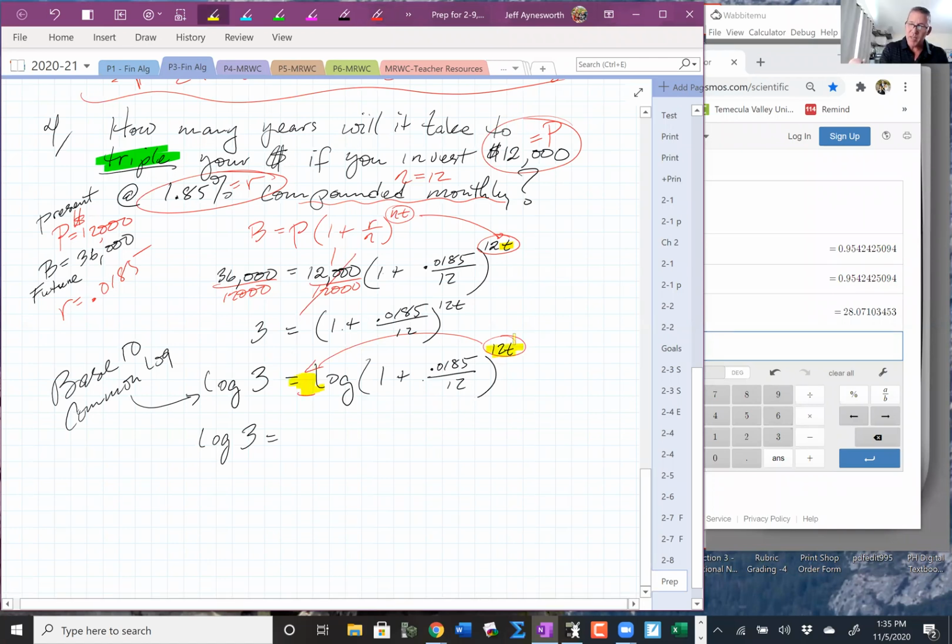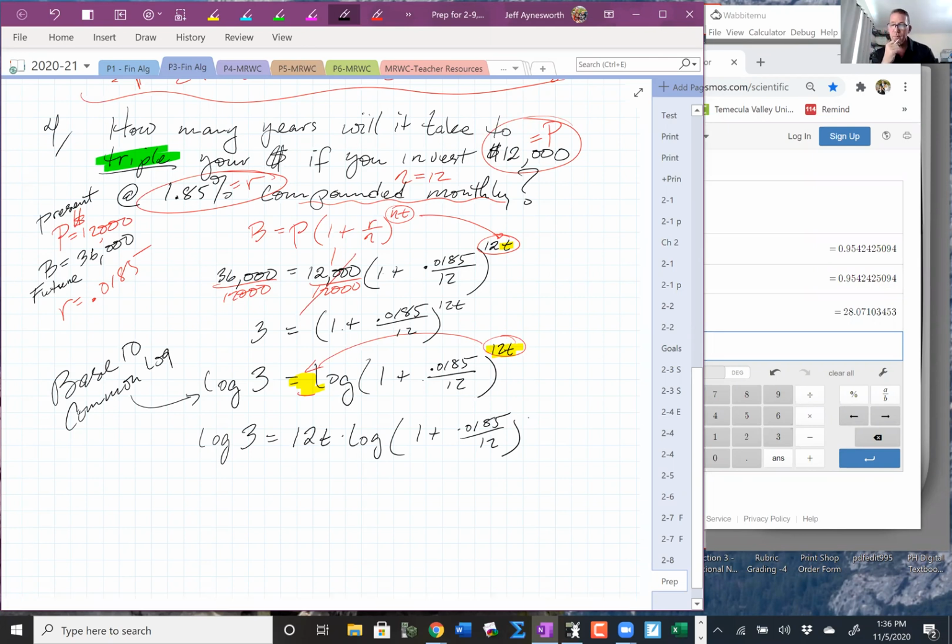Yeah, the entire exponent. So try it again. So it'll be log 3, 12 log, parentheses 1 plus 0.0185 over 12. Close. So 12t times the log. We're going to take the entire exponent. Oh, the entire exponent. So 12t times the log of all that stuff in there. Okay? Does that make sense to you? You got to shift the entire exponent.